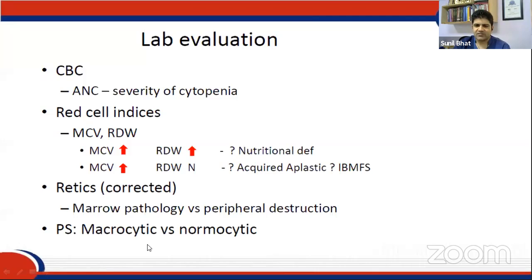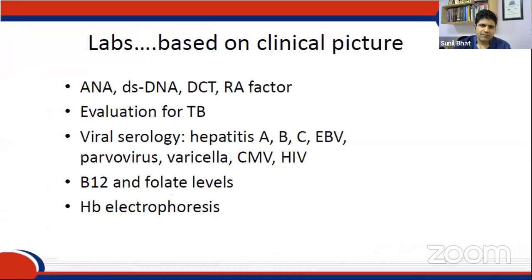Peripheral smear, again, is very, very important, whether it's macrocytic or normocytic anemia. I gave an example of macrocytic anemias, which can be nutritional anemias, or sometimes acquired aplastic anemia. You can have immature cells in the peripheral blood. You can have blast cells in the peripheral blood, or hypersegmented neutrophils, which suggest a vitamin B12 deficiency. So the peripheral smear itself can give you a lot of clues on the probable cause of pancytopenia.